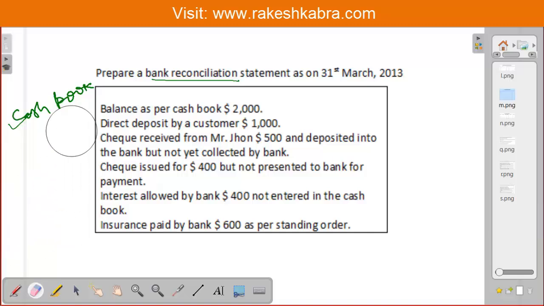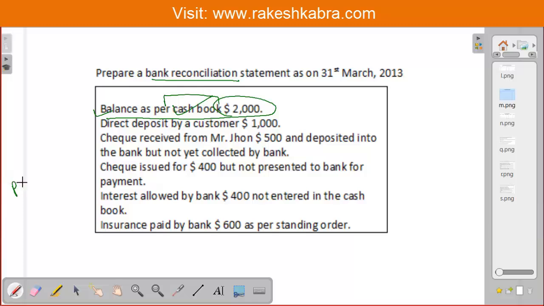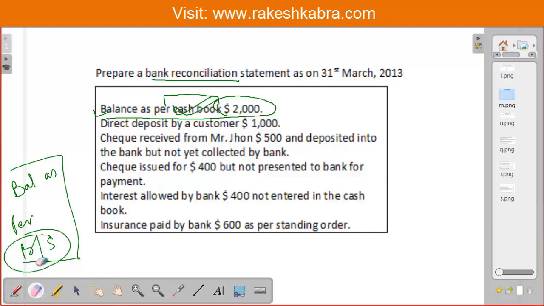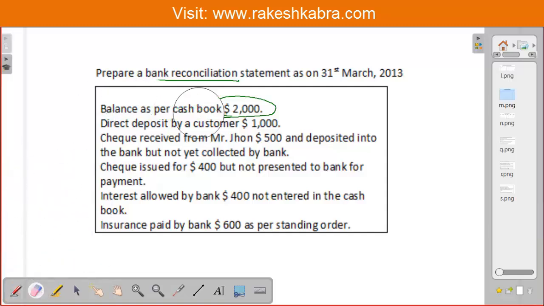Now see, in the question, the first statement is: balance as per cash book $2000. It means that the cash book balance is given, and now my target is to achieve the balance as per bank statement. Understood or not? Cash book balance is given in the question, and now I have to compute balance as per bank statement. For that purpose, I will prepare bank reconciliation statement.